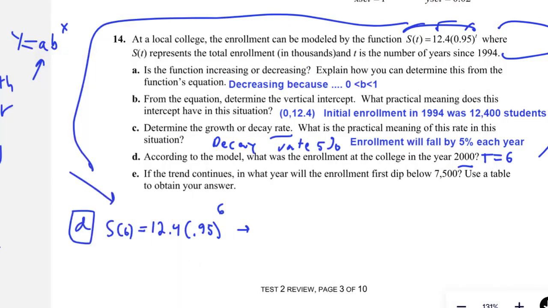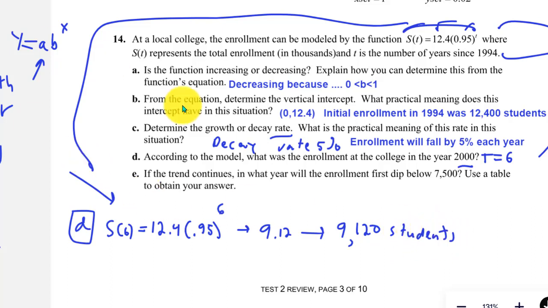Okay, so let's just write that in there. That equals 9.12. And then we have to interpret what exactly this means. So we'd say in the year 2000, or 6 years after 1994, the enrollment was 9.12. But remember, that's in thousands, so it's really 9,120 students.